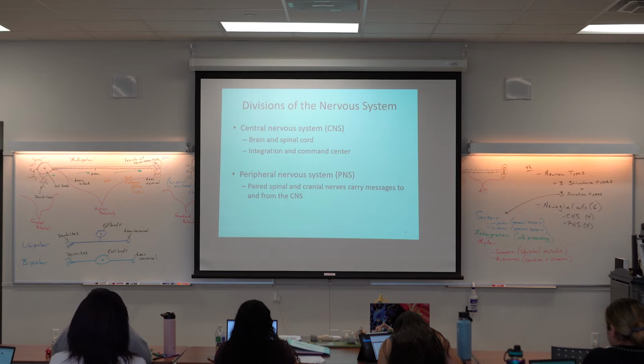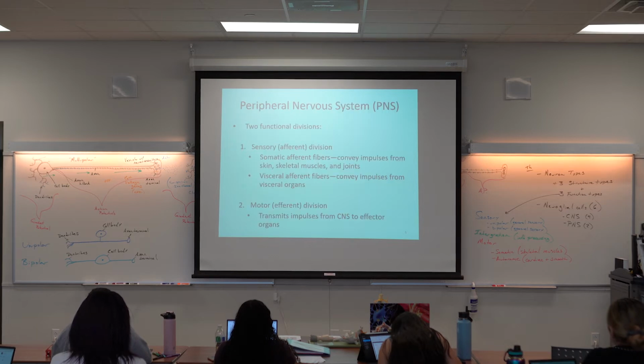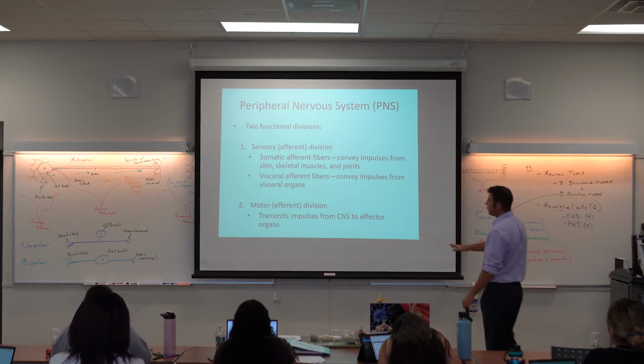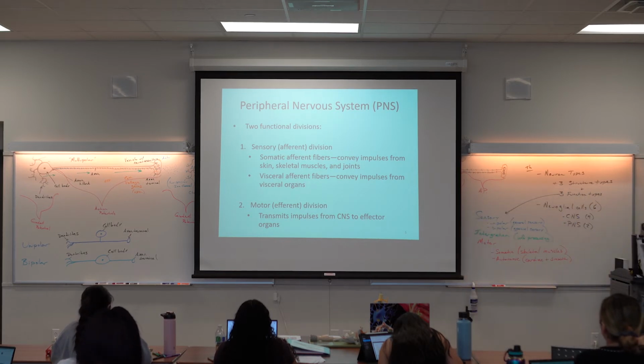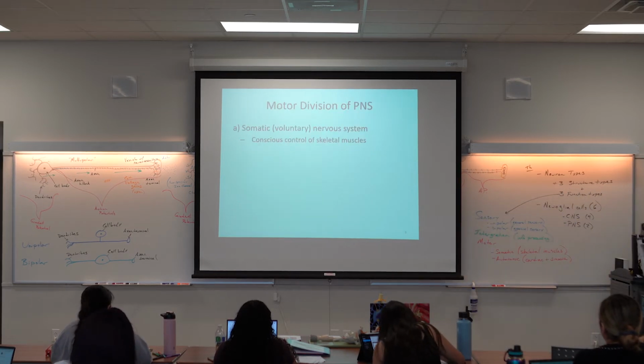Central nervous system, we said, was the brain and spinal cord. Anything outside of the brain and spinal cord is our peripheral nervous system. I will add this to the diagram. If we look at the sensory division, there are two things we could add to that.